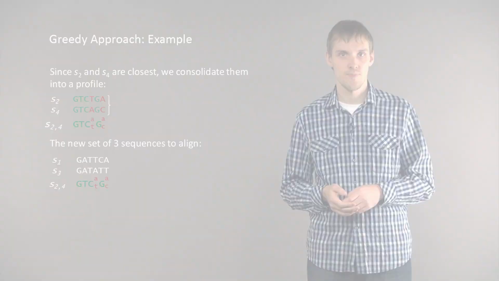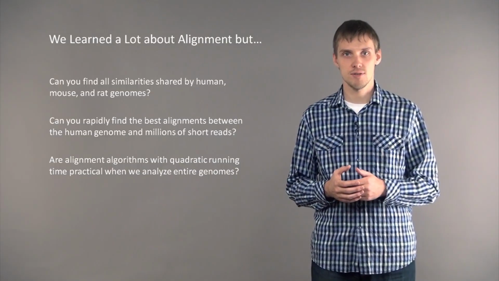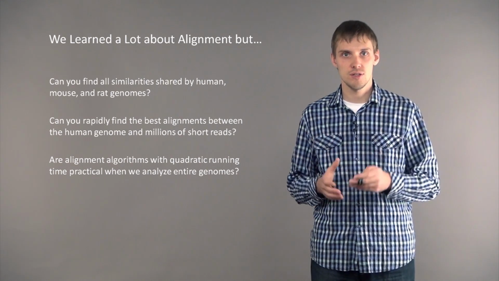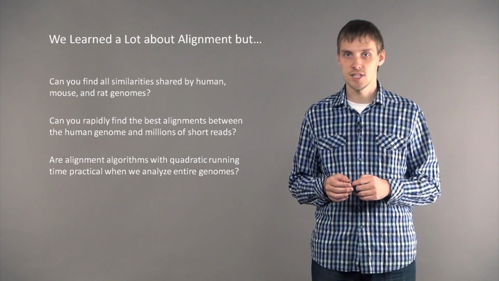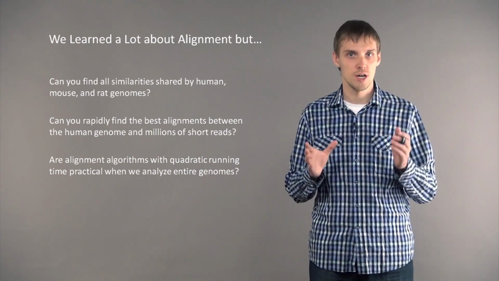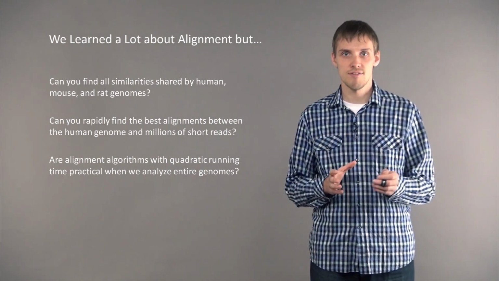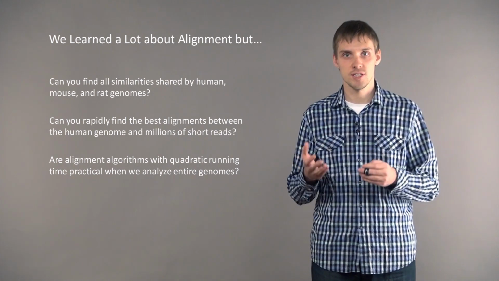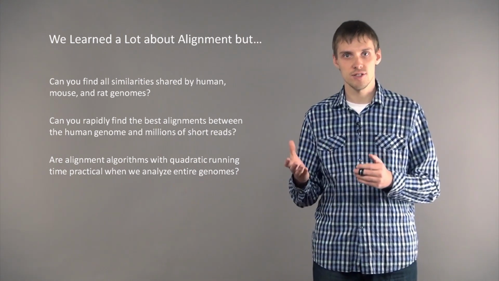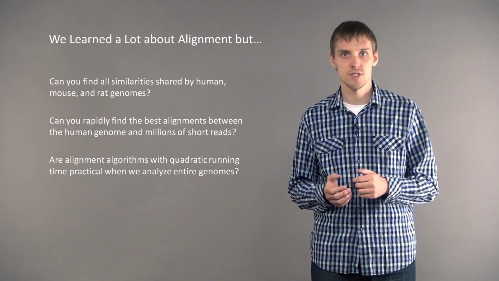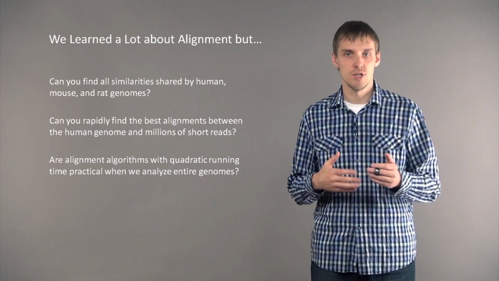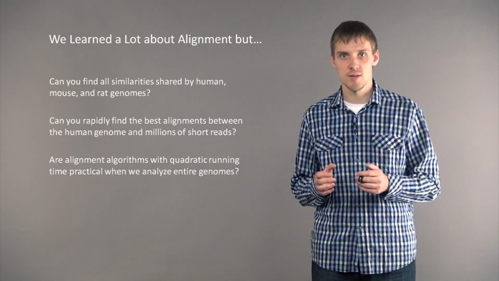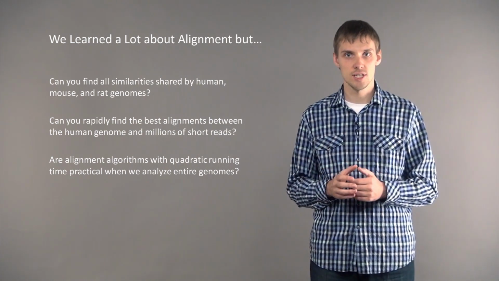So today we learned a lot about sequence alignment. We learned how to find pairwise alignment in quadratic time and linear space. We learned how to use affine gap penalties, which represent the real world better for biological problems. We learned how to find global and local alignments. We learned how to find multiple alignment between many sequences at once.